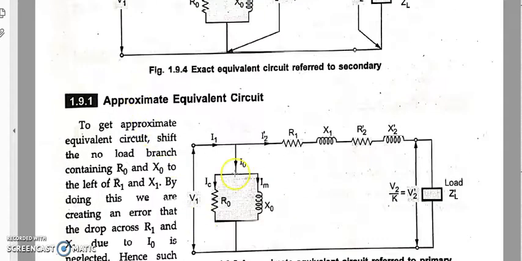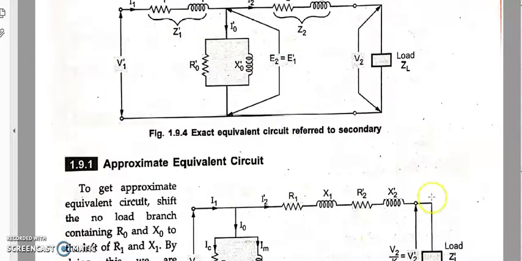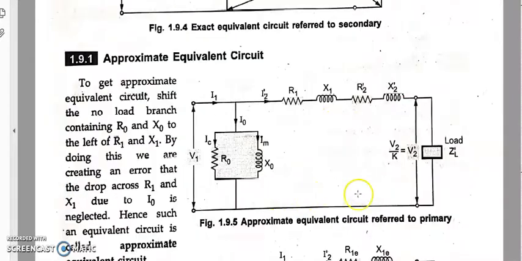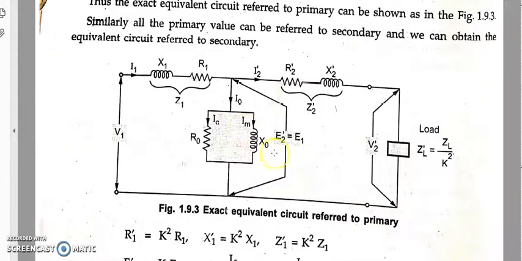So what happens if I shift it? The diagram would look somewhat like this. R1, X1, R2 dash, X2 dash. This is again referred to the primary. This is the approximate equivalent circuit referred to the primary. Here I'm going to shift this whole exciting circuit towards the extreme left.